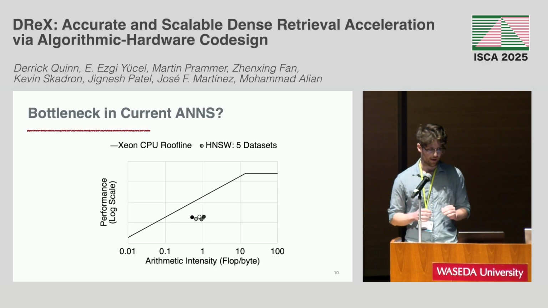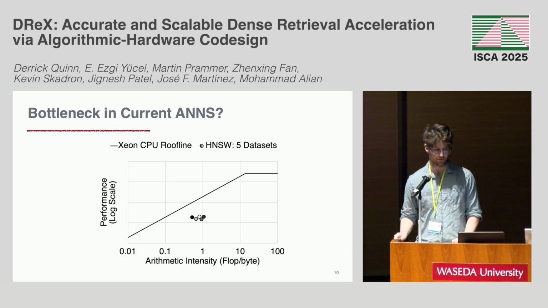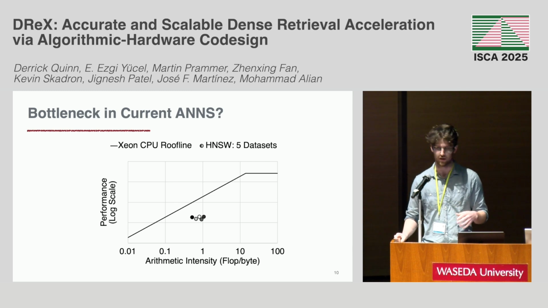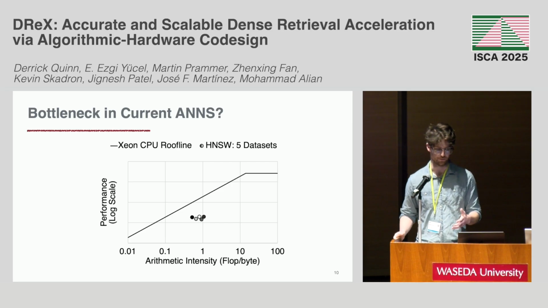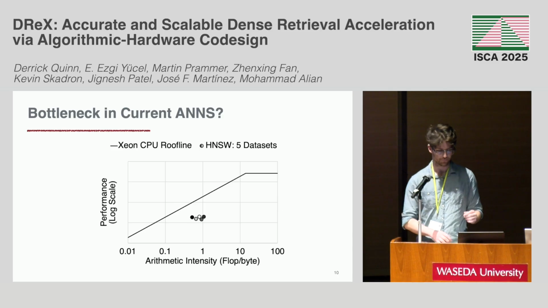So I'd like to touch on the bottleneck in existing approximate search systems. This is a roofline model for a CPU, looking at a state-of-the-art approximate search scheme using HNSW, looking at arithmetic intensity and performance.